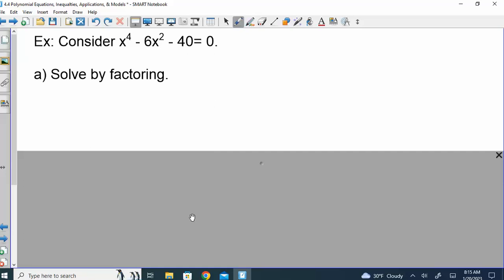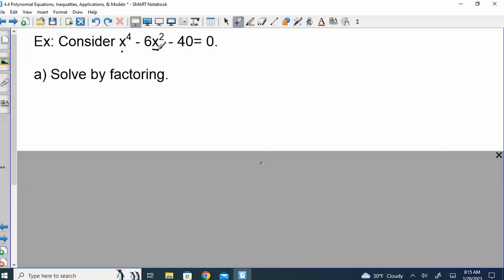I don't have a greatest common factor. I don't have enough terms for grouping. But this is kind of like a quadratic. I have something to the 4th here. We're used to a squared, but then this exponent is half of that, and this is a constant. So we can do our easy method. This works anytime your first exponent is double the other one.